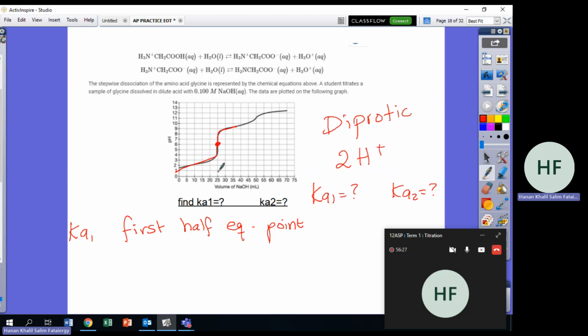The first equivalence point is at 25. Half of 25 is 12.5, so this is the first half equivalence. Okay, at this point we say pH is equal to pKa, which is equal to 2.5. So Ka is 10 power minus 2.5. I will call it Ka1.